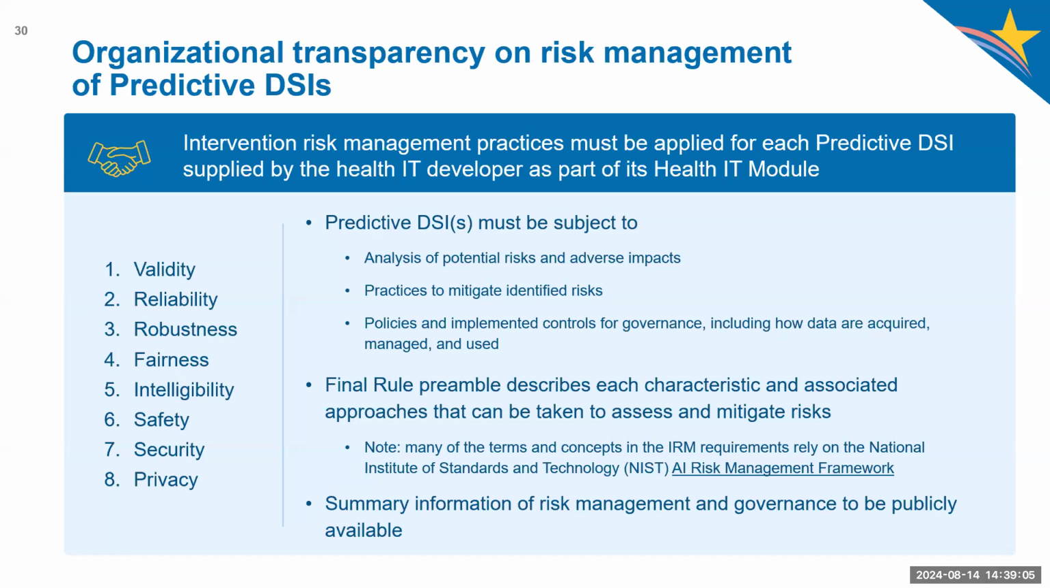In addition to information on performance and quality, we also finalize that developers who supply predictive DSIs as part of their products need to apply the risk management practices to their predictive DSIs. We relied heavily on the NIST AI risk management framework, and we emphasize the need for data governance, which we describe as policies and controls related to how data are acquired, managed, and used. Developers are not required to review risk management information for other parties, nor do they have to include risk management information from other parties as part of their documentation requirements.